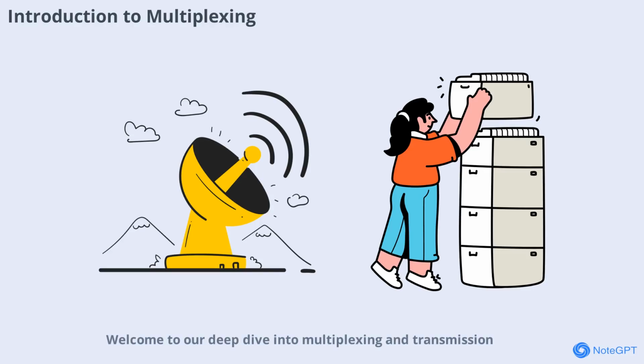Welcome to our deep dive into multiplexing and transmission. In today's digital world, efficiently sending multiple signals over a single communication channel is essential. Multiplexing is the key technology that makes this possible, allowing us to maximize the use of available bandwidth and improve communication efficiency. Whether you're streaming videos, making phone calls, or browsing the web, multiplexing is working behind the scenes.